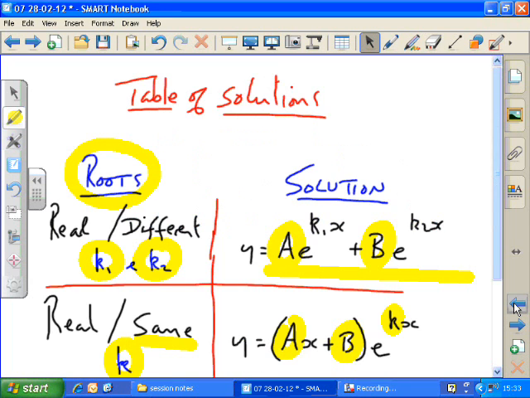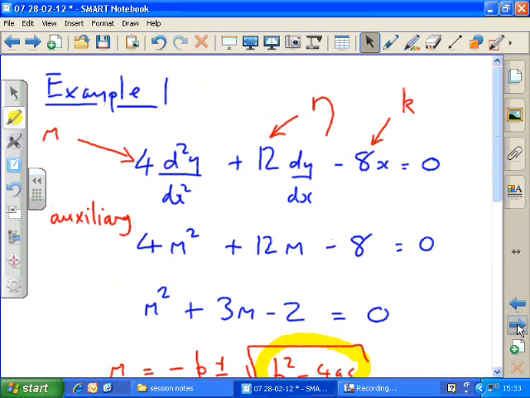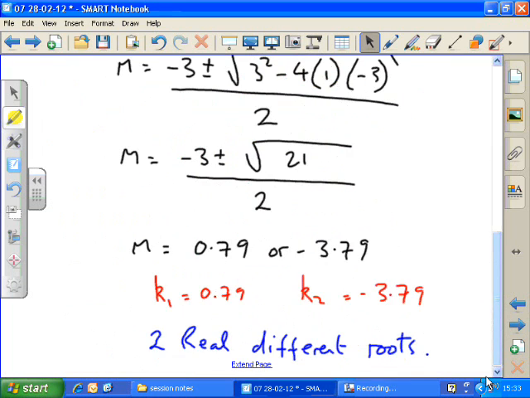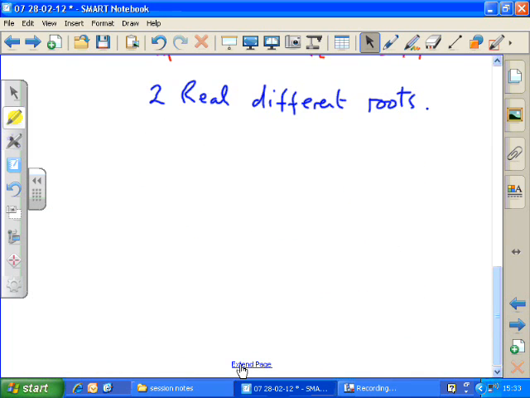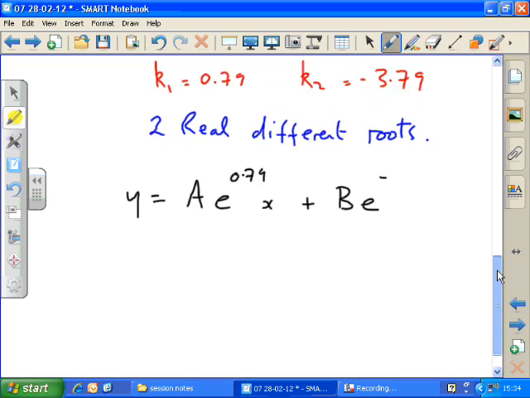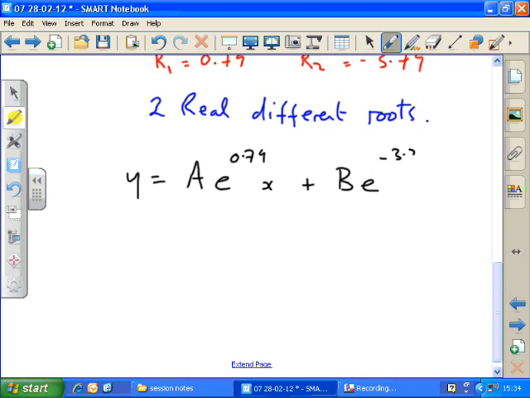So we go back to our table, two real different roots. So the solution has the form y equals a e to the k1x plus b e to the k2x. So y equals a e to the 0.79x plus b e to the minus 3.79x.